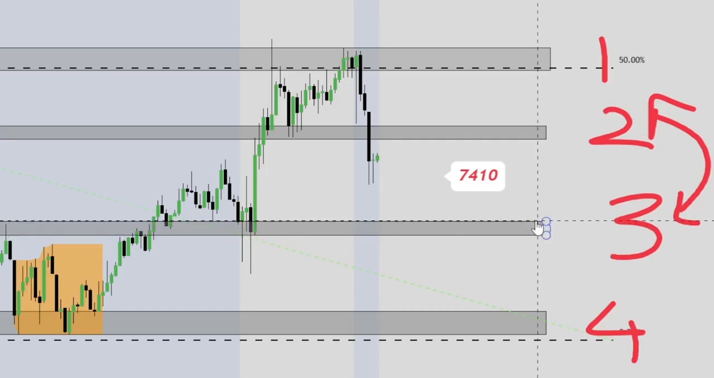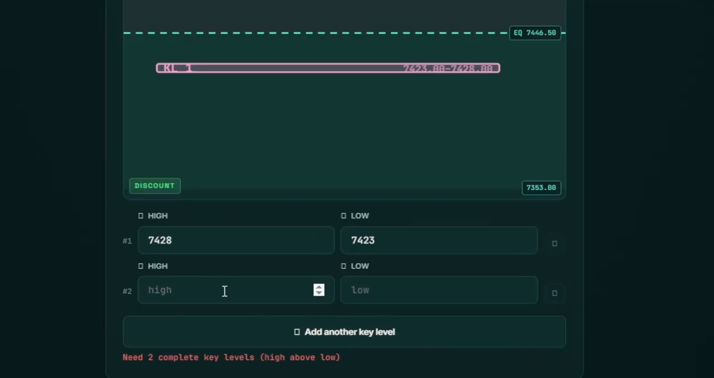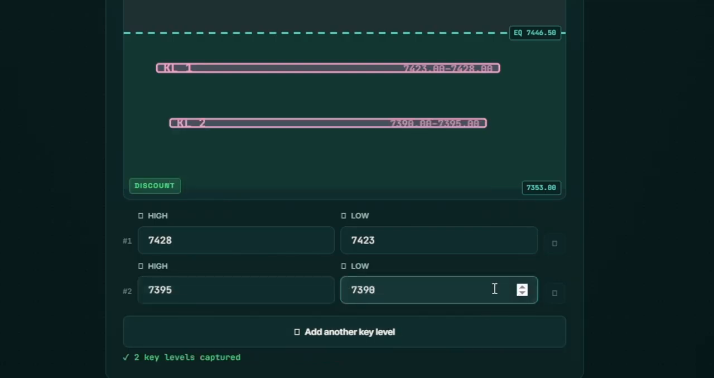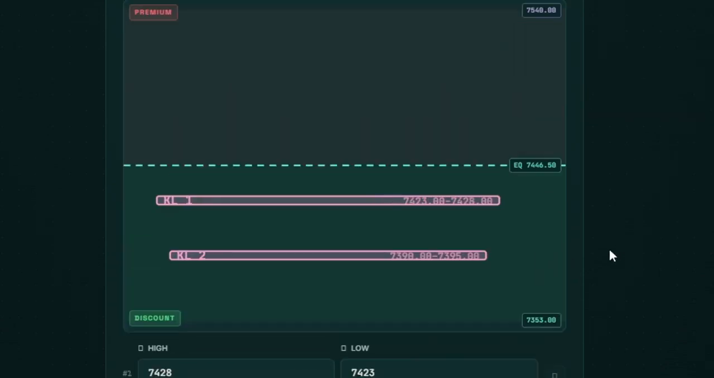Now we do the same thing for this level here. So this is now going to be 73.95 to 73.90. So again, what we've done here is we have become crystal clear with a few very important things.